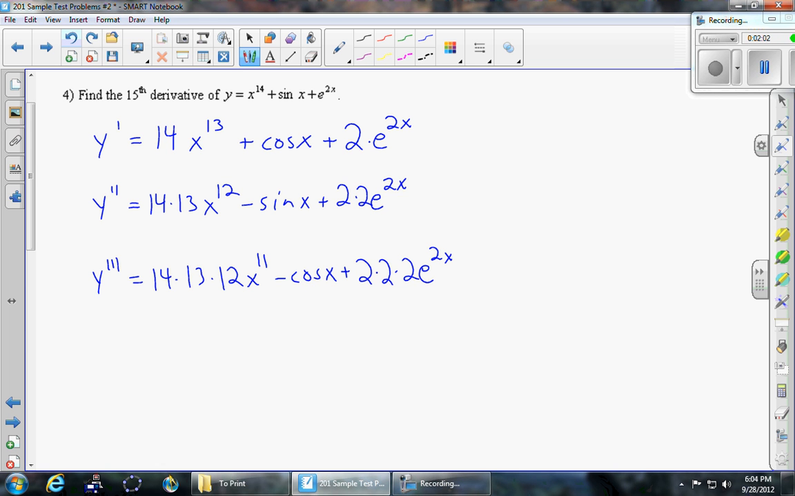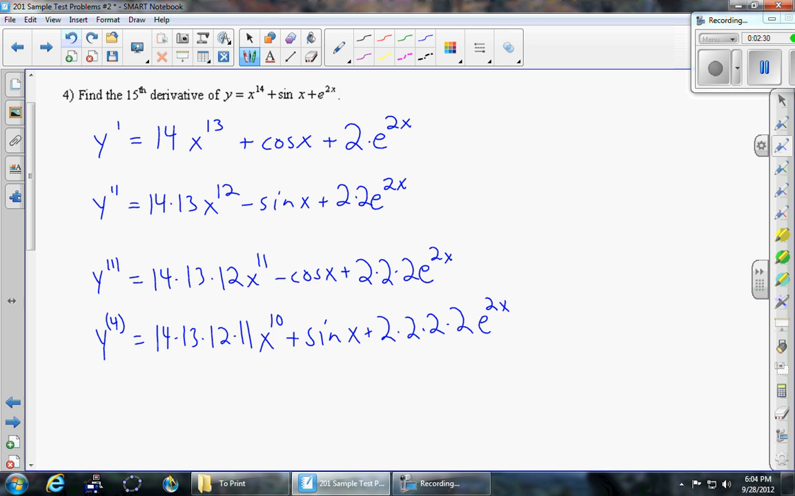So I feel like I'm just about there in terms of the pattern with the 2's. I'm going to write one more derivative here, y to the 4 equals, so the 11 comes down, 14, 13, 12, 11. Subtract 1 to get 10. Derivative of negative cosine is plus sine x. Plus, and then I feel like we're going to get another 2 here, so let's just write 4 of them.